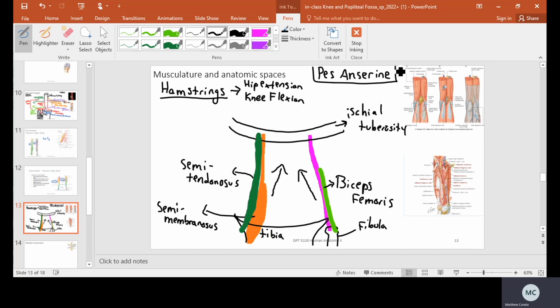Unfortunately, we're going to get into that, the popliteus, and then how that relates to it, you can see the layers.